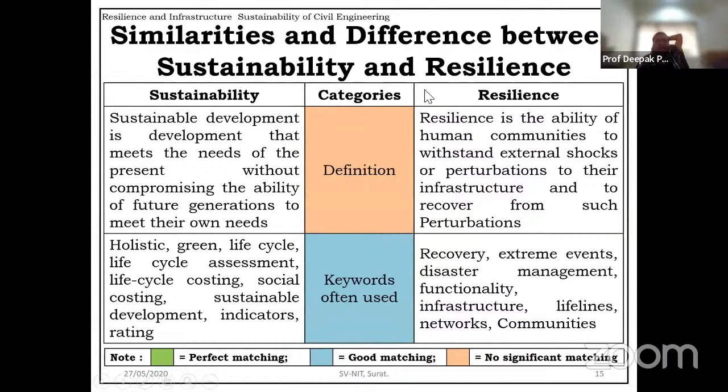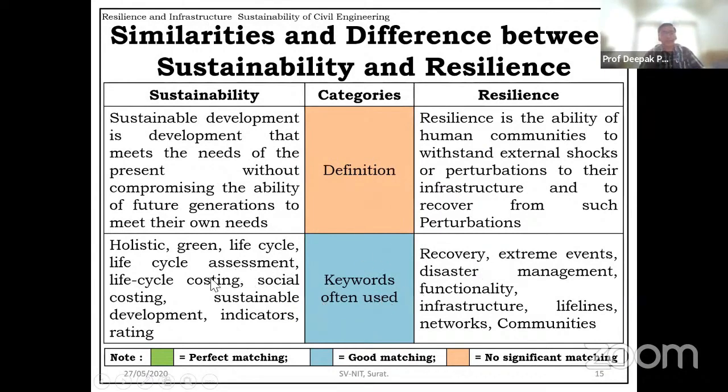So what is the difference between sustainability and resiliency? Sustainable development talks about meeting the needs of the present without compromising the ability of future generations. Resilience is the ability of human communities to withstand external shocks to their infrastructure and to recover from those shocks. Those shocks you may consider as a disaster source. So how do we come back to the normal position? Sustainability talks about next generations, limitations on the use of resources and minimizing their use.